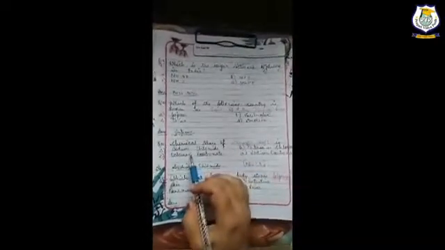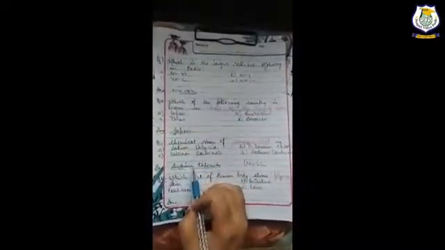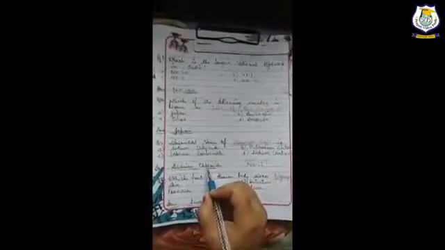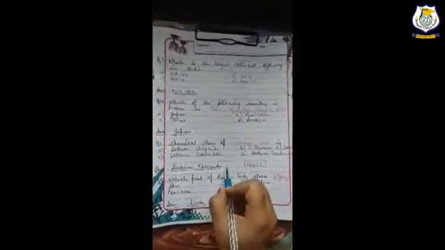Students, common salt is also known as sodium chloride, and as you know that the symbol of sodium is Na and chloride is Cl, so it is also written as NaCl. The chemical name of common salt is sodium chloride and symbol is NaCl.